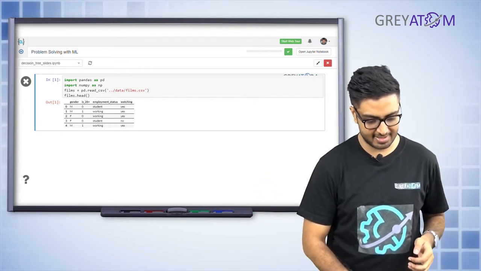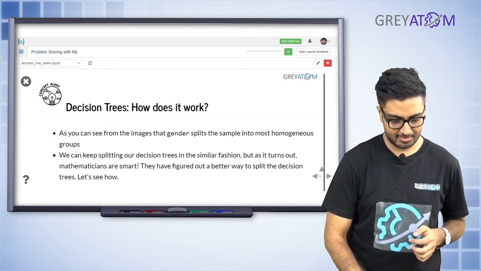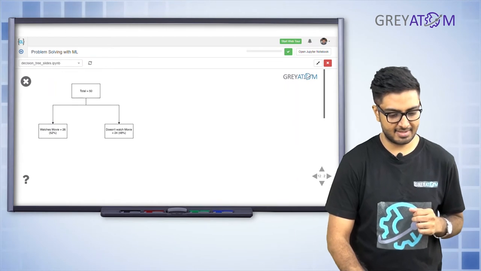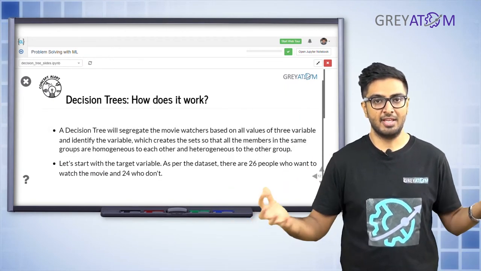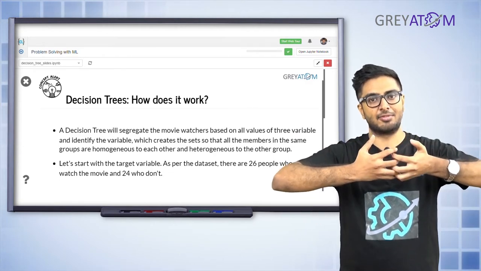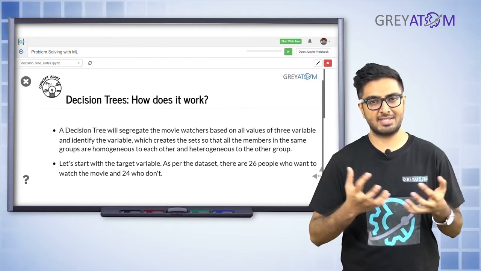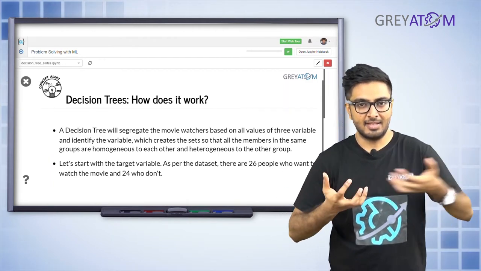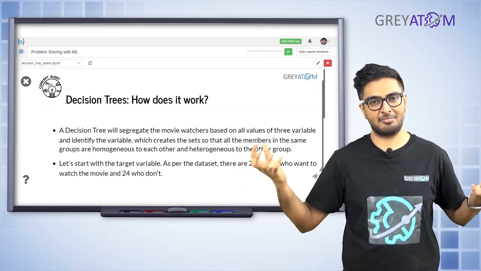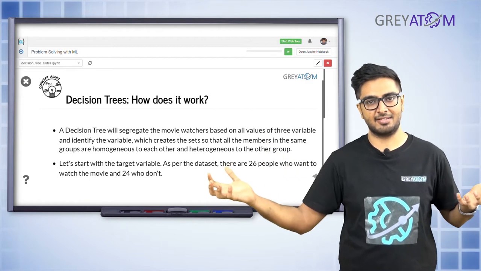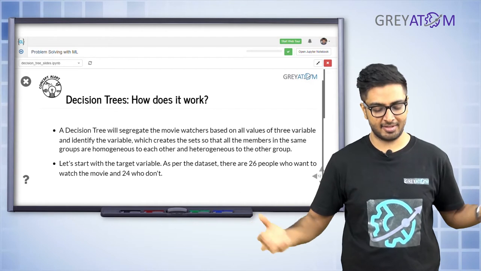Now let's first understand how well they're mixed, right? In this data set, we can see that there are 26 people who have watched the movie and 24 people who have not watched the movie. So they are currently mixed together in the root node, all 50 of them together. But ideally, we would want to somehow separate them such that your 26 people and these 24 people are in different buckets, probably in buckets of 13-13 or 12-12 or however it is. All you want is to somehow separate them out, right?